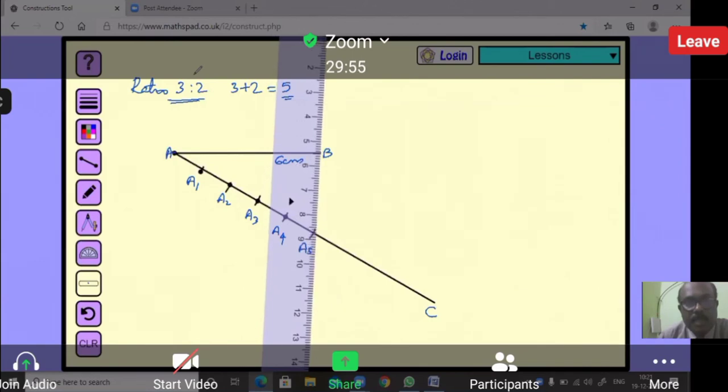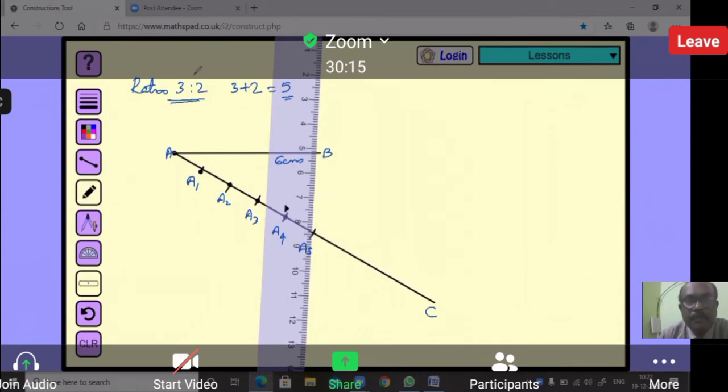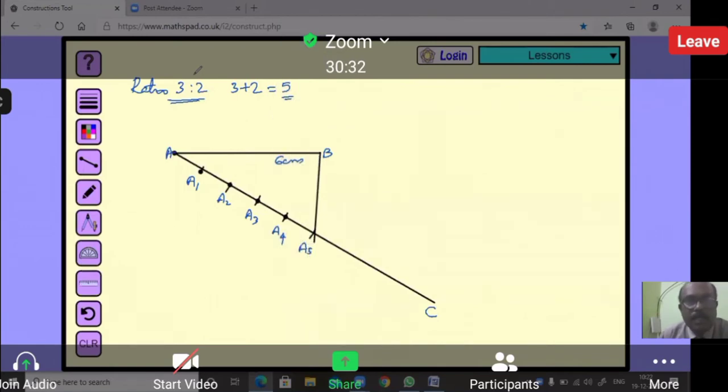You understood what is to be done, I believe. So now you can join this point B to A5. BA5 is joined. So let me adjust the ruler here a little bit. Join B to A5.